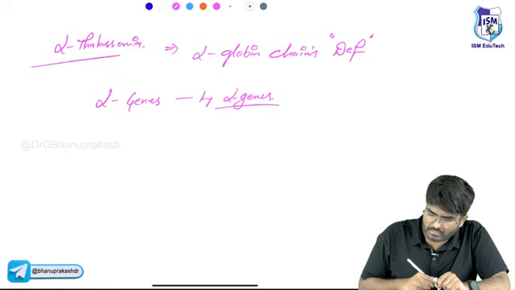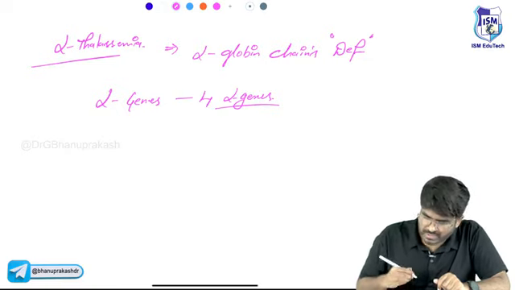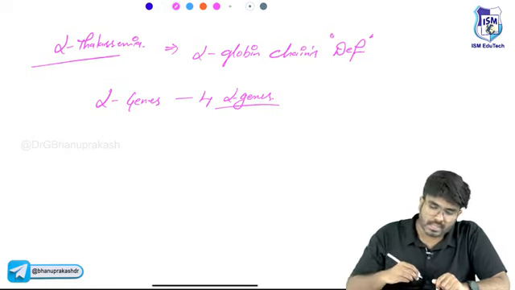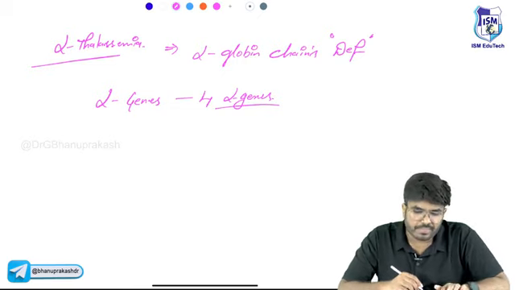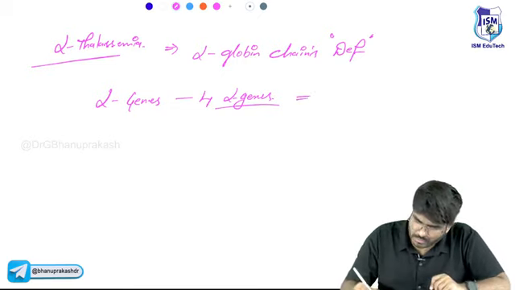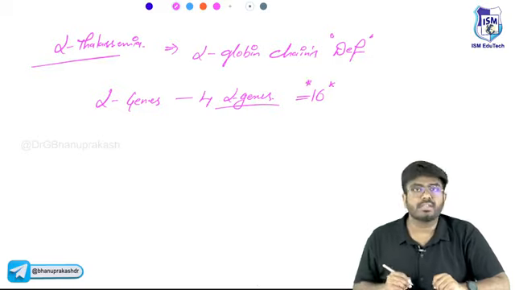There are 4 alpha genes. Alpha genes are 4, sir. 4 alpha genes are there. So these alpha genes are present on chromosome number 16. They are present on chromosome number 16. 4 alpha genes are there.